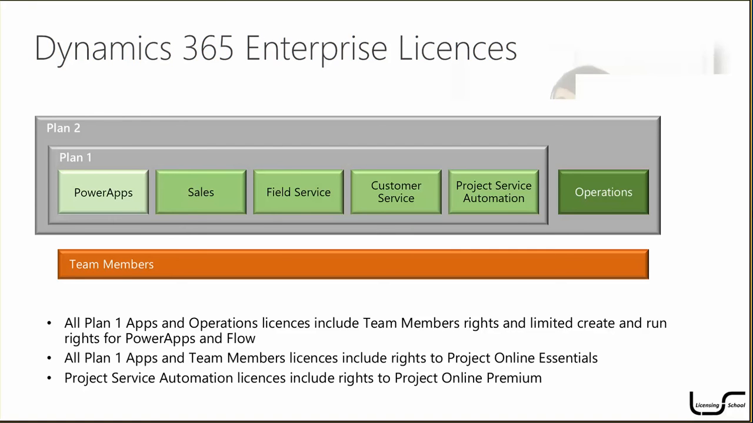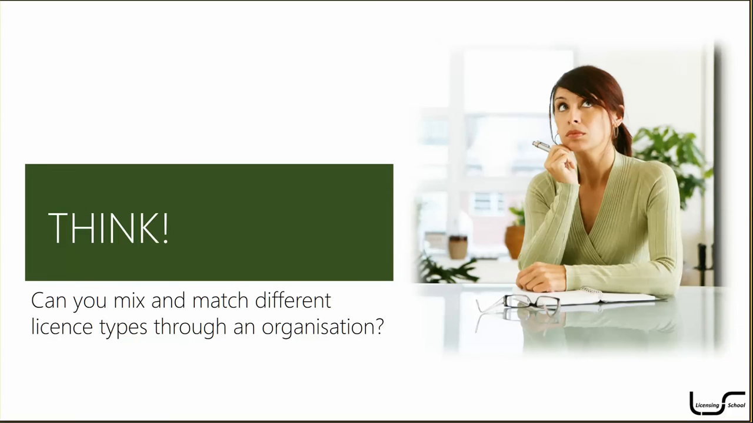Here's a thoughtful lady. Can you mix and match different license types through an organization? So she's saying, could I have some people on plans and some people just on apps and some people just on team members? And I guess if we were all sitting in a room together and I was to say to you, what do you reckon? I bet some of you would be saying, you must be able to. You don't know, but surely you can. And of course you can. And that's one of the benefits, the fact that we have these different license types for different types of people. And this time it's done by role, of course. Then yes, absolutely, you can mix and match them. And we're going to look at an example of that in a moment.